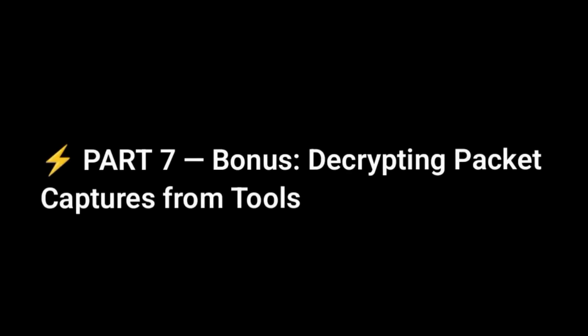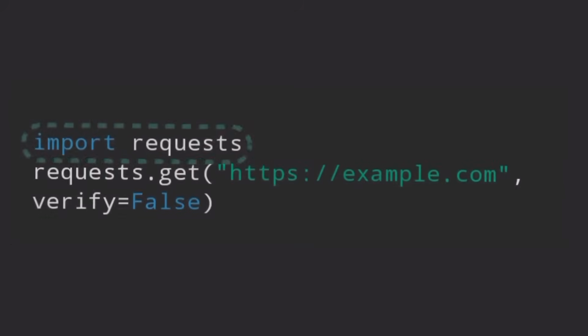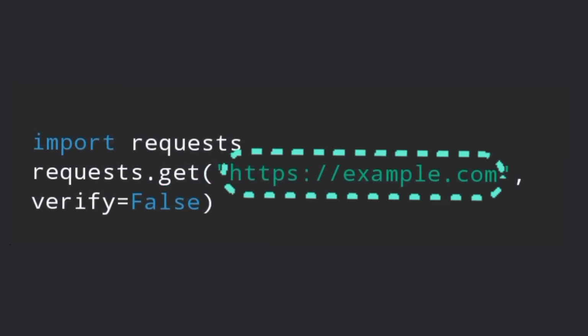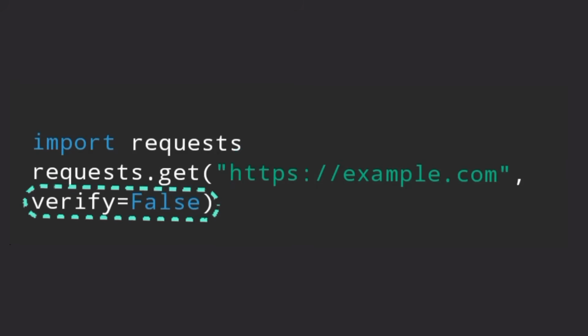Part 7. Bonus. Decrypting packet captures from tools. You can also use this trick with captures from curl, Python requests, or Postman. import requests, requests.get("https://example.com", verify=False).